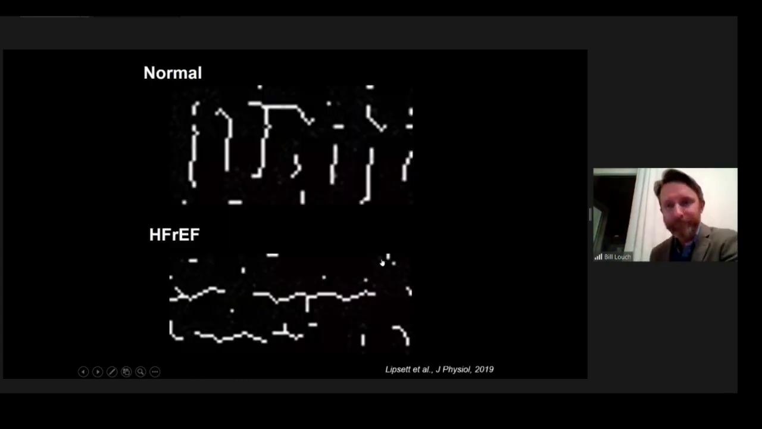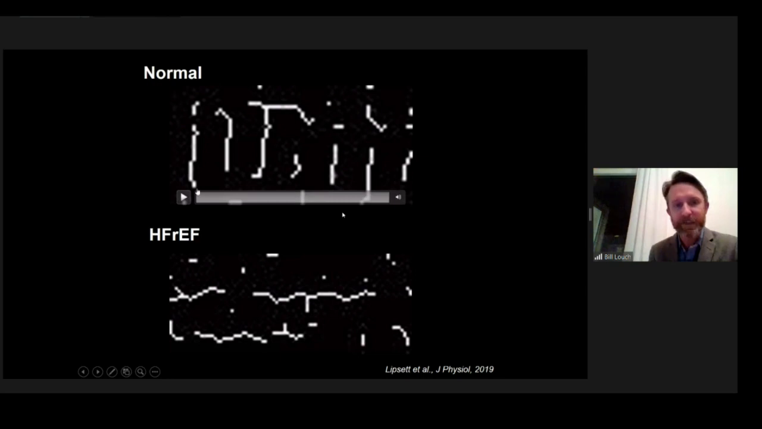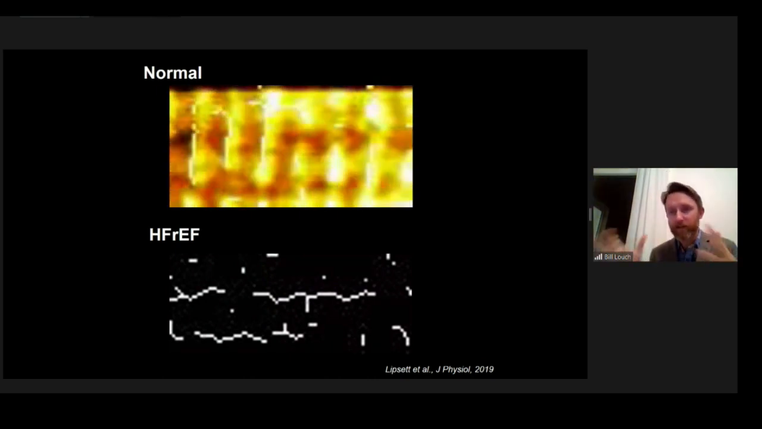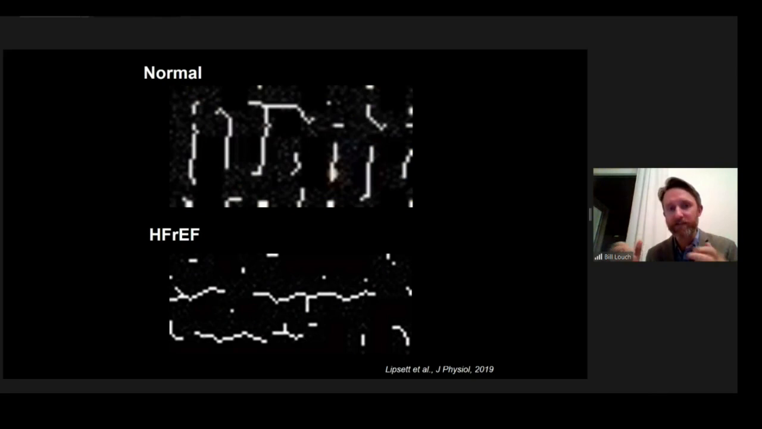So again, if we go back to the whole cell, we can see these effects if we look at T-tubules and calcium at the same time. So here we have the T-tubules shown in white, and we have the calcium over top. And here you can see in the healthy heart, the T-tubules are really good at triggering calcium release. Lots of calcium release from all the T-tubules.